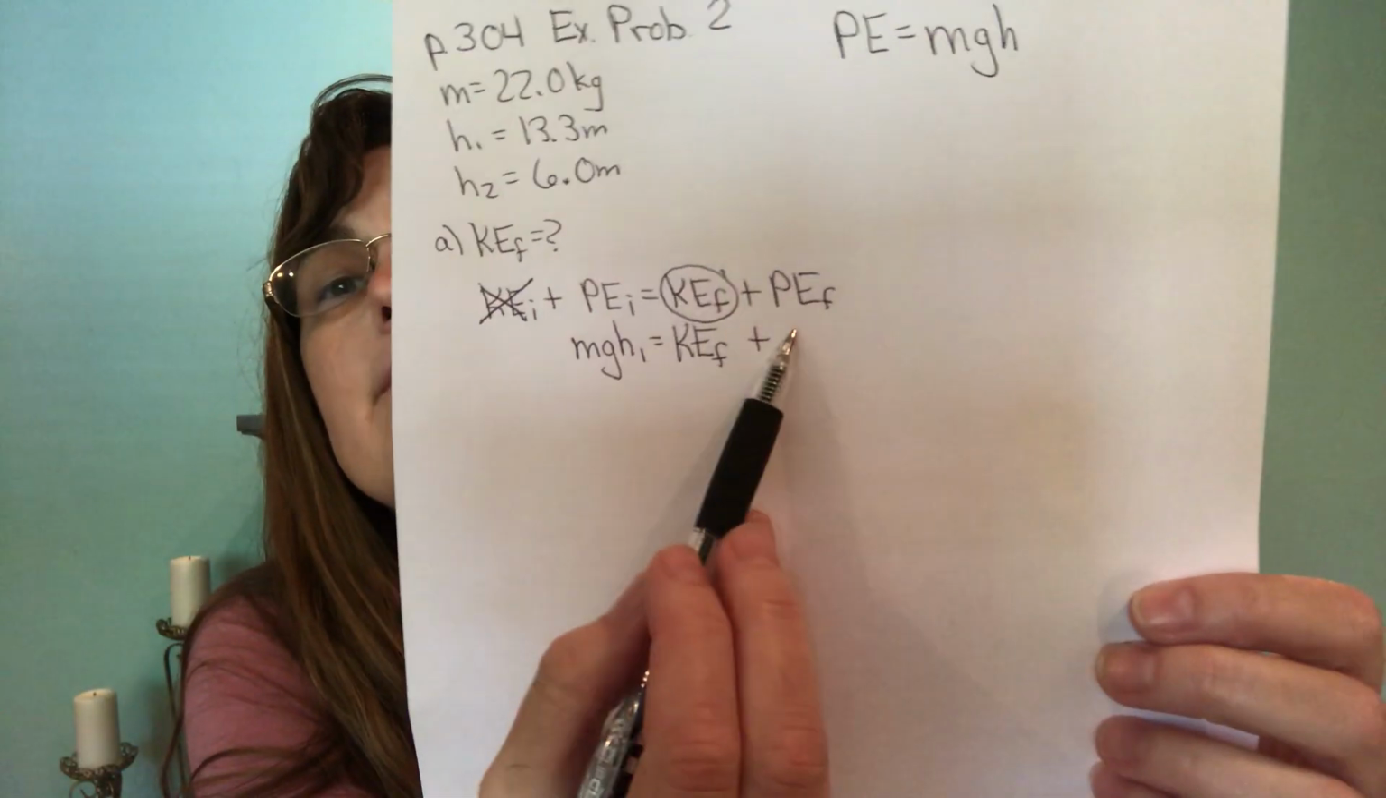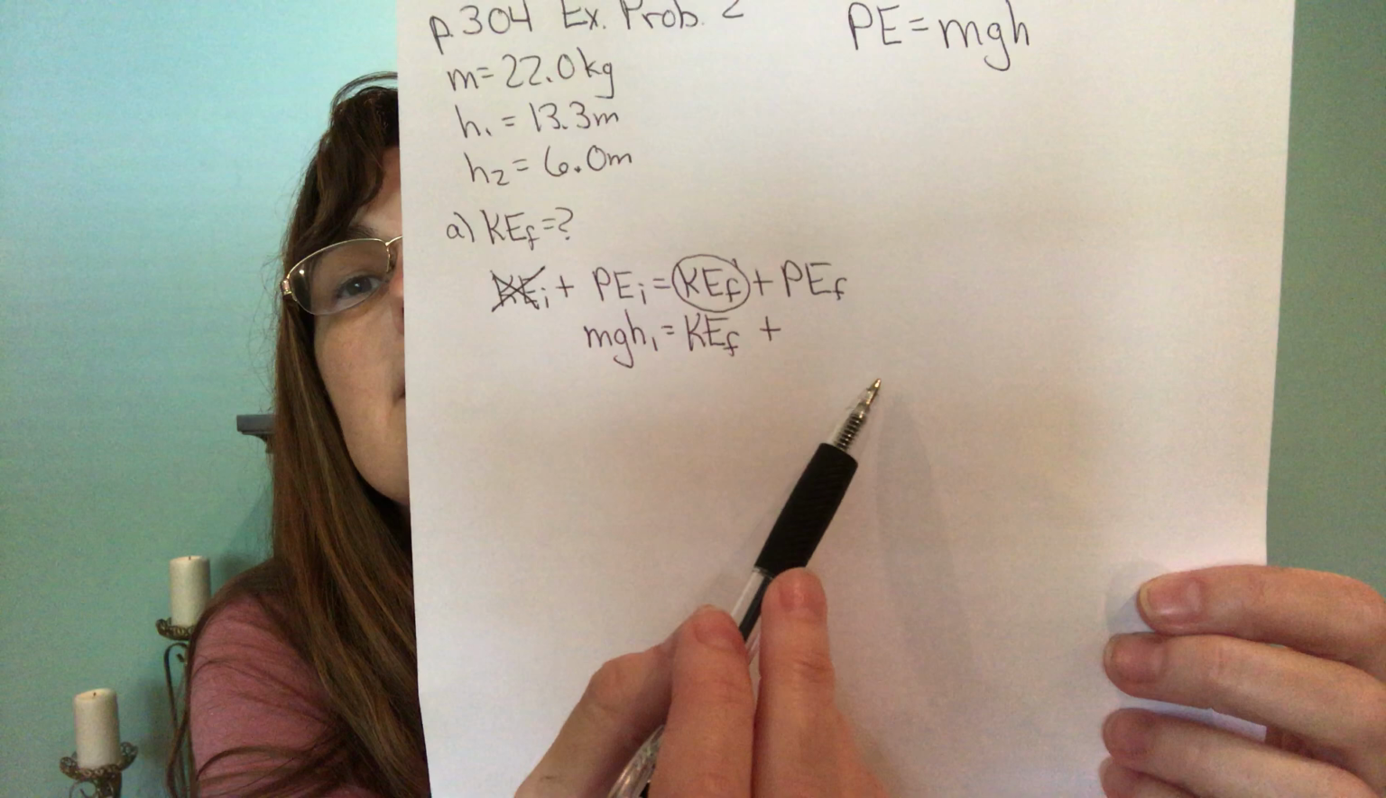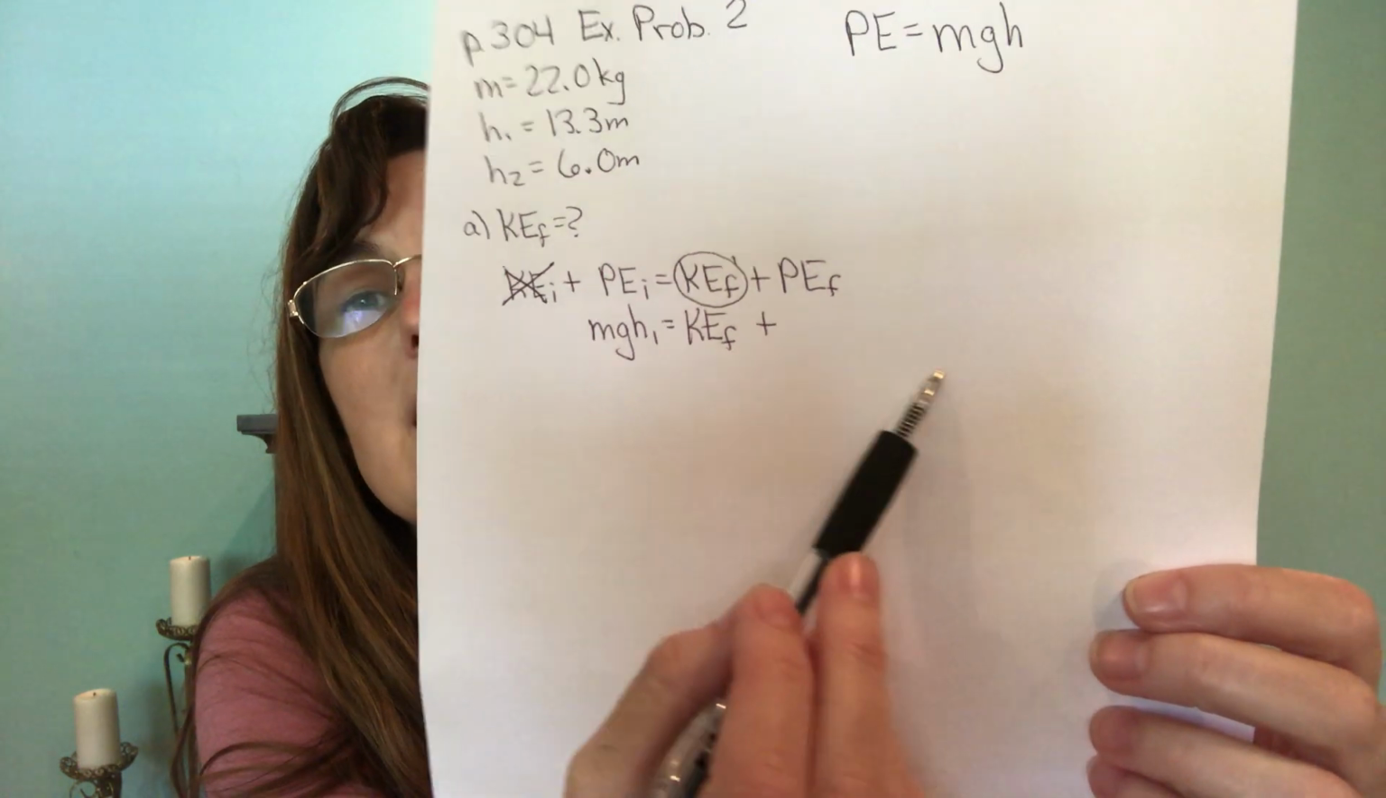I know KE equals 1/2 mv squared, but I don't want to do that because we're asked to solve for kinetic energy. So we need to leave it just as KEF. And then instead of PEF, what do you think we're going to put? MgH2.